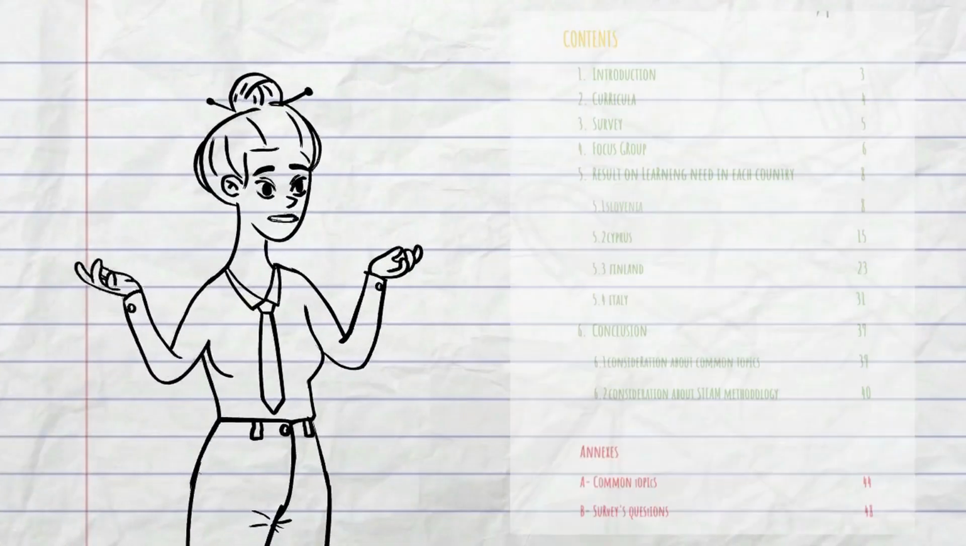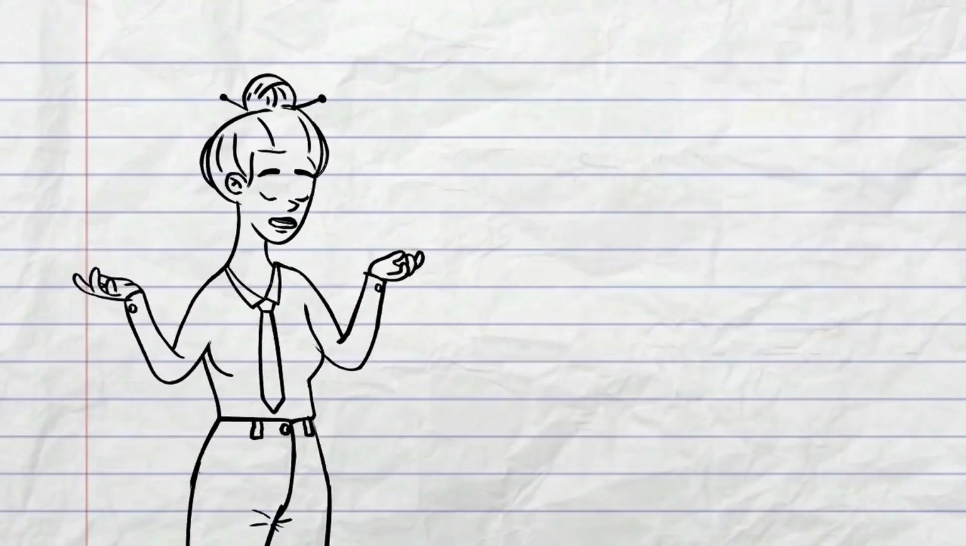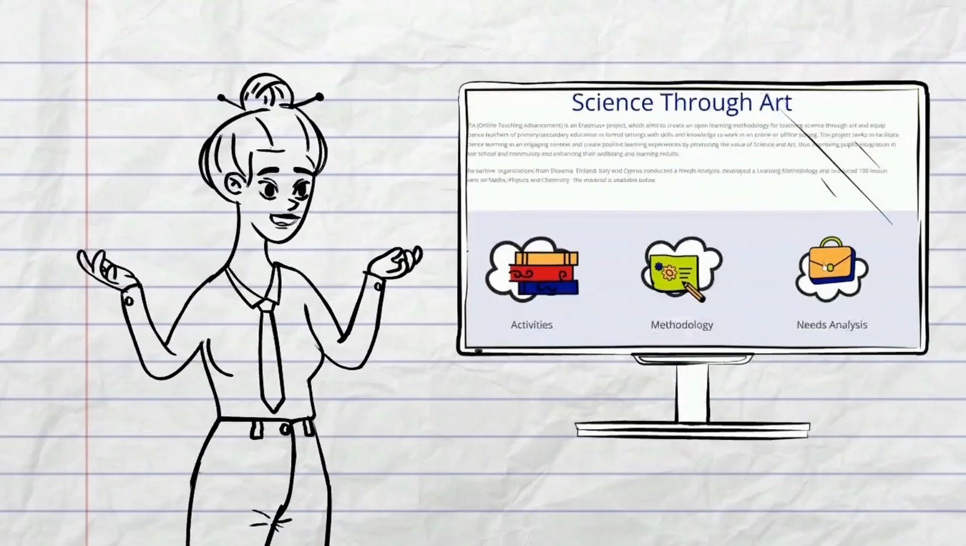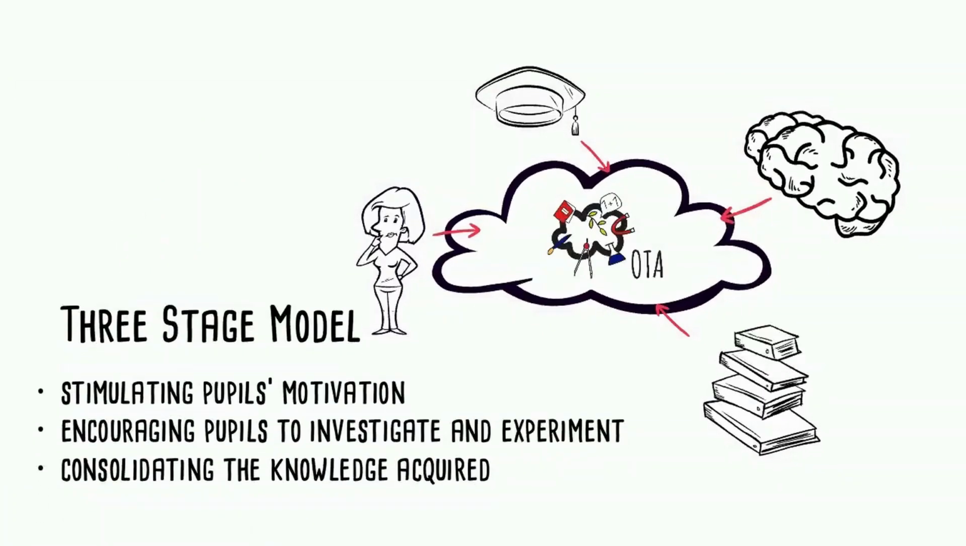You can choose the chapter you are interested in by clicking on the table of content. Now back to the main menu, you can also learn more about the methodology we have used to create the activities. Our methodology is based on 2 core principles. The 3-stage model is about 3 steps to follow during your teaching. Stimulating pupils' motivation by introducing a specific science topic in connection to an everyday issue. Encouraging pupils to investigate and experiment on the topic. And consolidating the knowledge acquired by evaluating pupils through team activities, questions, quizzes, games.